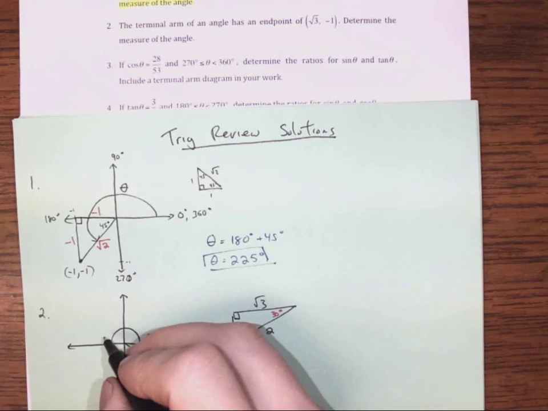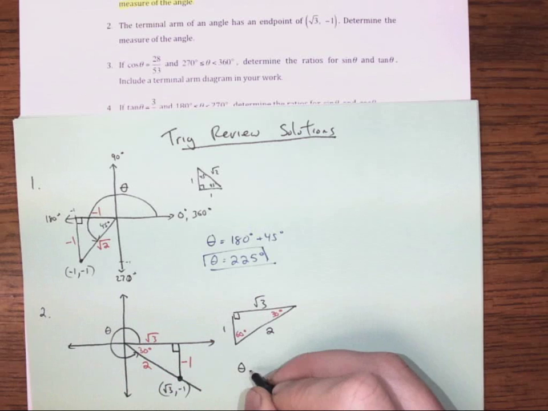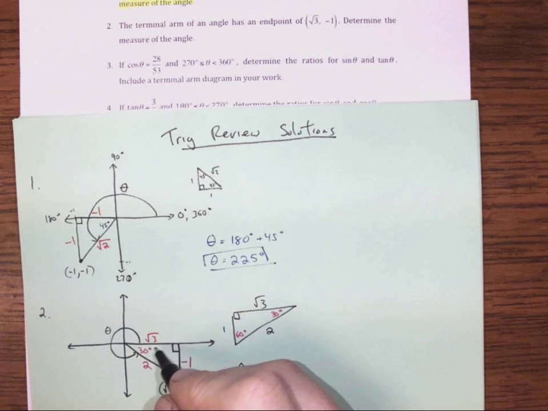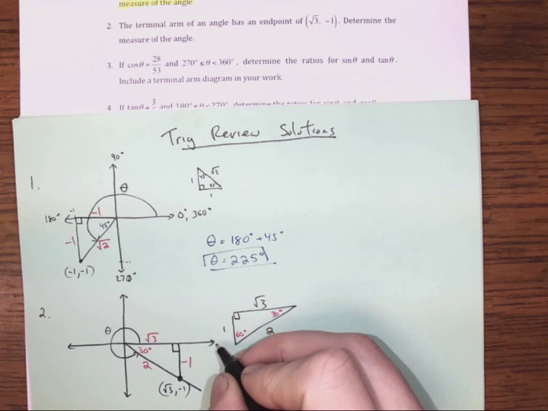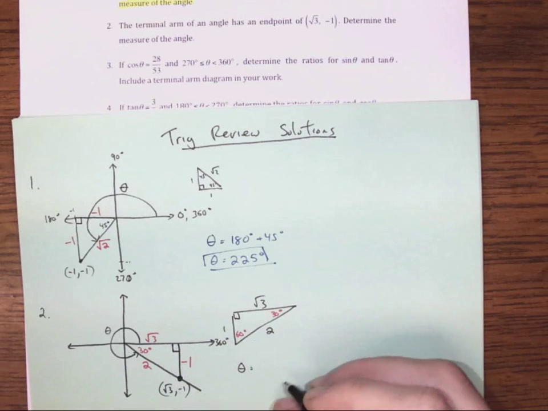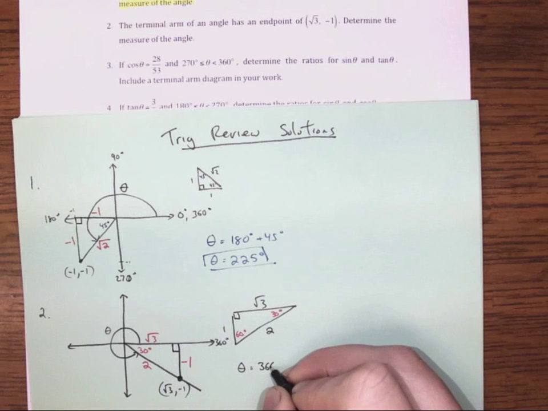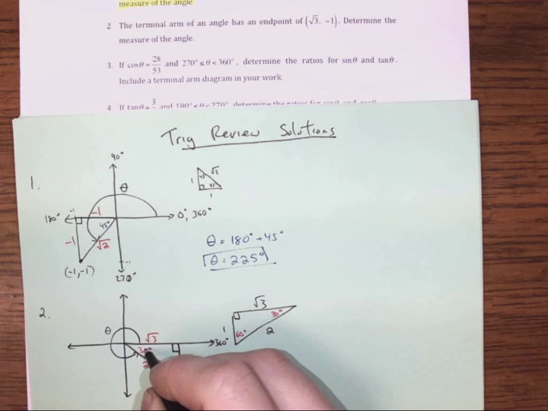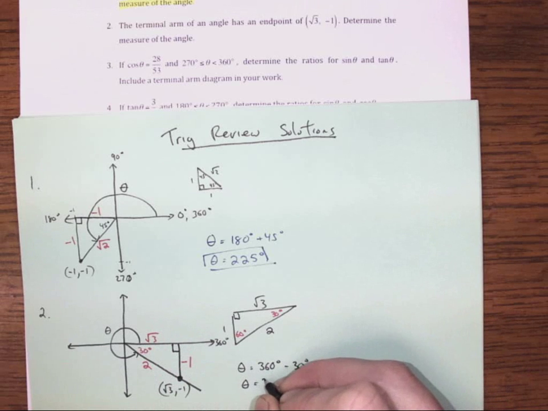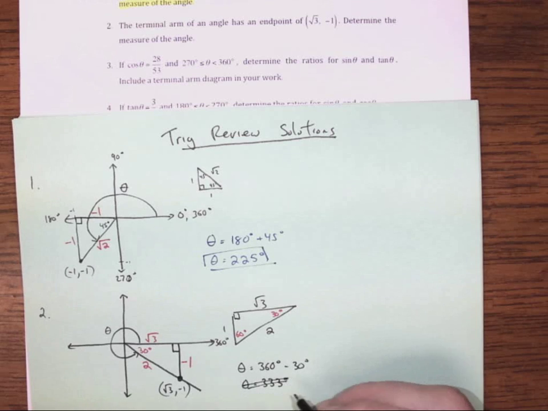Okay, so theta, our angle, is equal to, well, it looks like we're a little bit shy of going all the way around the triangle. So it looks like a little bit shy of our 360 degrees here. So I might say it's 360 degrees, take away that little bit of angle, minus 30 degrees. So theta is 330. Nope, not 333 degrees. Theta is 330 degrees.